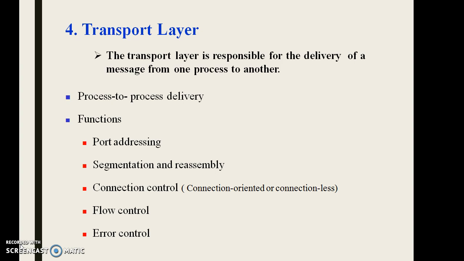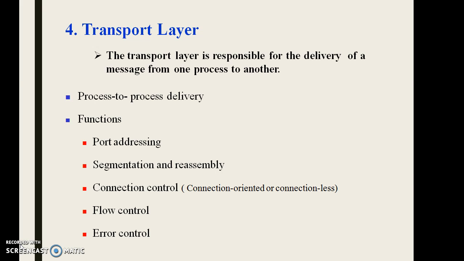Source to destination delivery means delivery not only from one computer to another, it is from a specific process, that we can say an application program, on one computer to a specific process, that is an application program, on the other. For this purpose, the transport layer header includes a type of address called a service point address or port address.